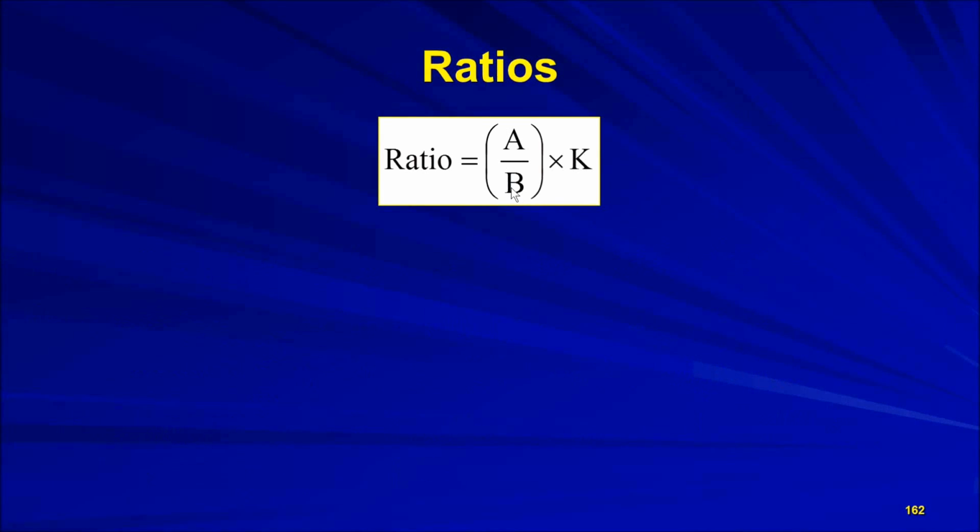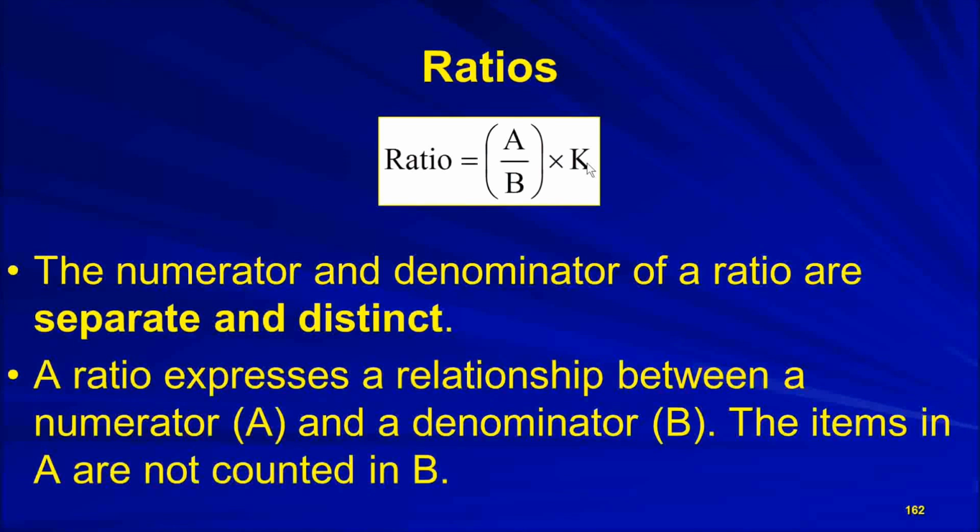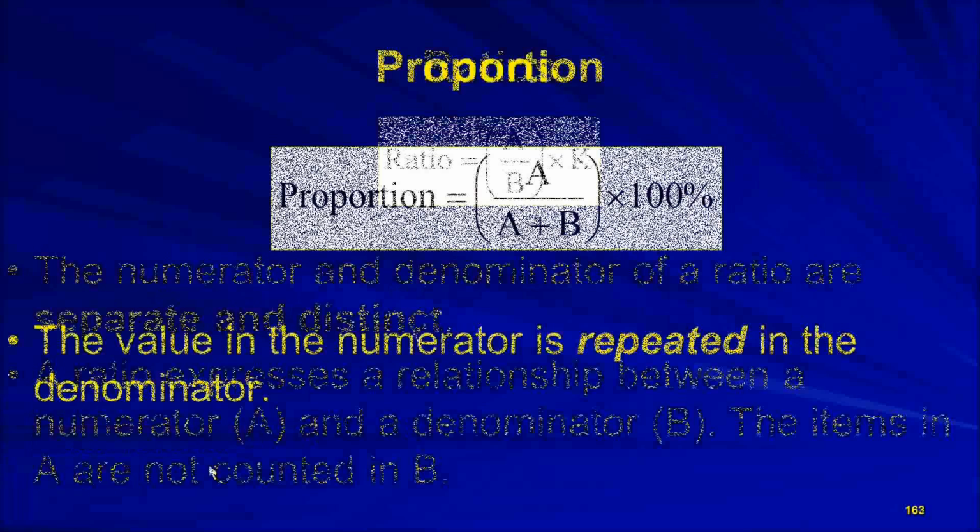Now, ratios. You notice the difference in nomenclature. We have an A and a B times K to the nth. The numerator and the denominator of a ratio are separate and distinct. We've talked about men and women as an example, or we could talk about cows and pigs. The ratio expresses a relationship between a numerator and a denominator. The items in A are not counted or found in B.